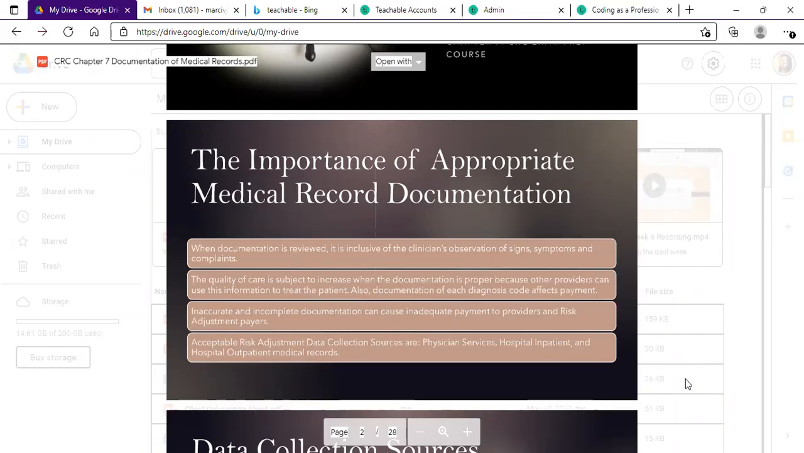So if you have inaccurate or incomplete documentation, it can cause inadequate payment. Either you didn't capture a diagnosis that you should have and you're missing some of the payments, or you captured a diagnosis that you do not have the documentation for, which you were not supposed to capture if you have nothing to support that code on the chart. So, again, the importance of appropriate medical record documentation: acceptable risk adjustment data collection sources. These are places that are acceptable for you to collect data from. Just like we have covered entities, we have risk adjustment specialties that are covered and some that are not covered.